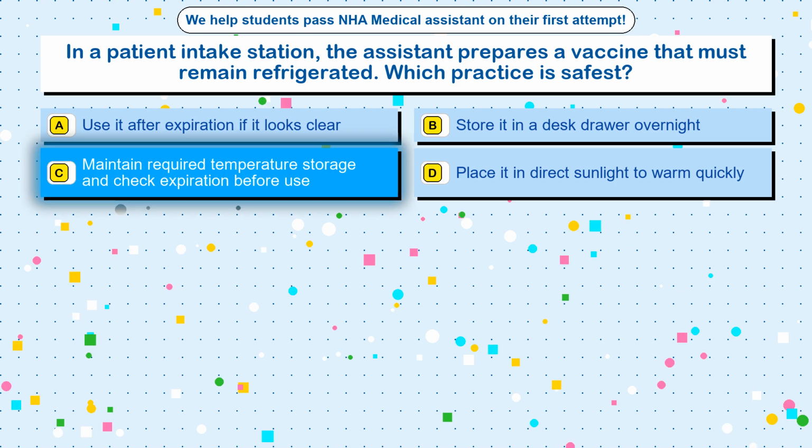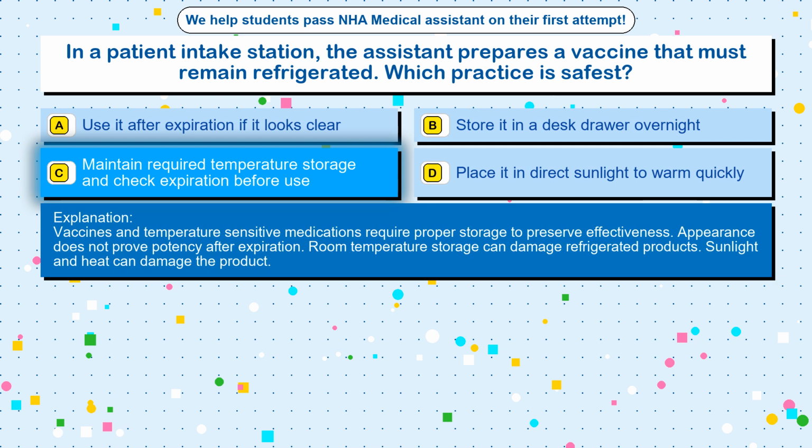The correct answer is option C. Maintain required temperature storage and check expiration before use. Vaccines and temperature-sensitive medications require proper storage to preserve effectiveness. Appearance does not prove potency after expiration. Room temperature storage can damage refrigerated products. Sunlight and heat can damage the product.